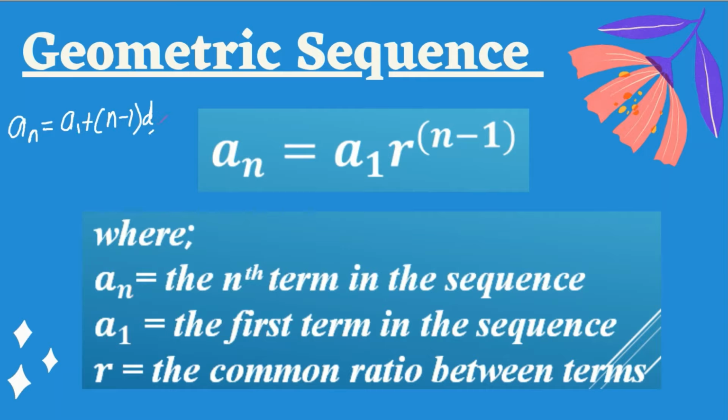And for geometric sequence, we are also following a formula, which is a sub n is equal to a sub 1, the first term, times r to the power of n minus 1. So again, a sub n is the nth term in the sequence, or the last term. A sub 1 is the first term in the sequence. And the r is the common ratio between terms. So r is that fixed number that you multiply to each term of the sequence.